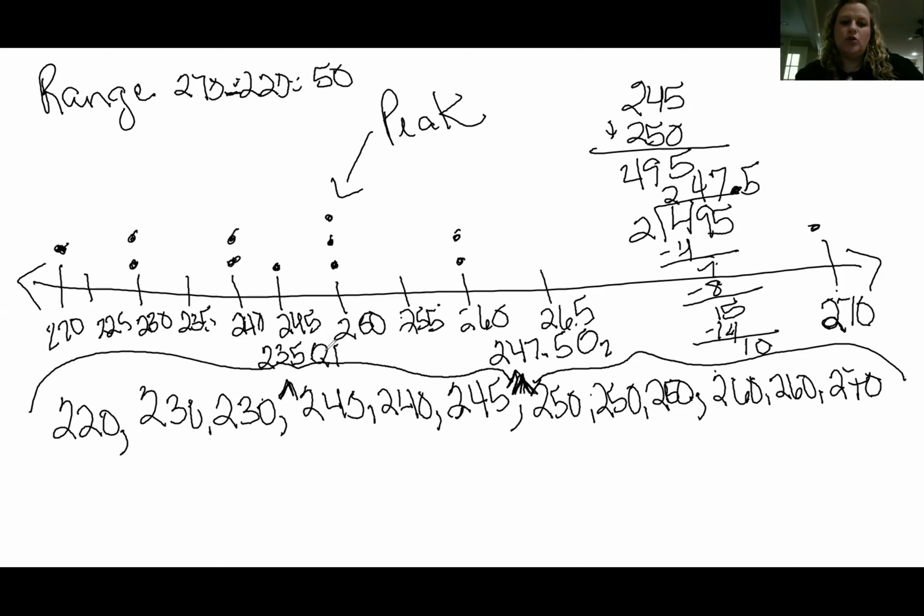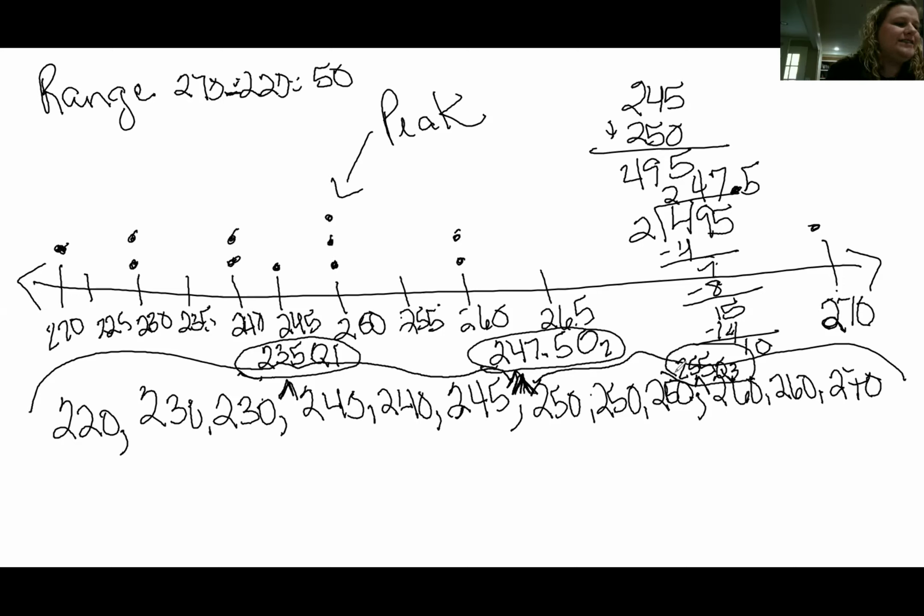Now let's go for quartile 3. So we have 250, 260. Halfway between 250 and 260, if I add that up and divide by 2, I'll get 255. And that's quartile 3. So we have quartile 1, quartile 2, or the median, quartile 3.